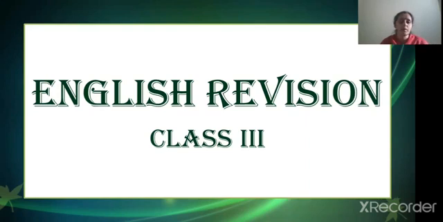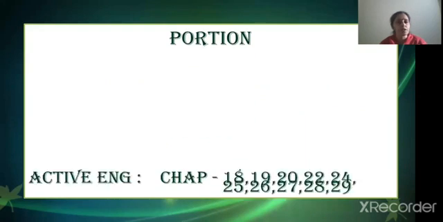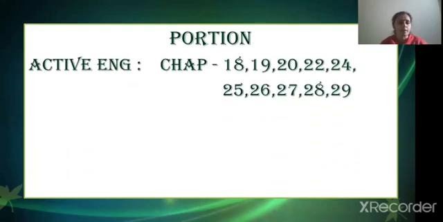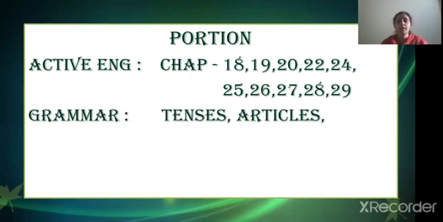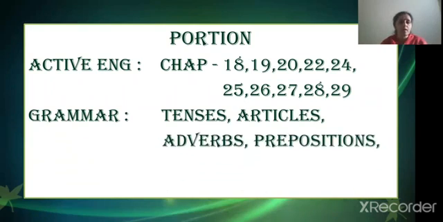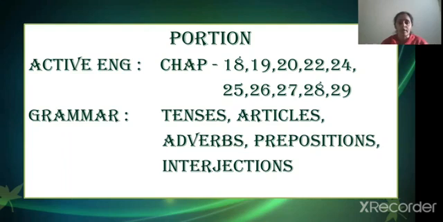And today we are going to start with the revision of grammar and active English. The portion for active English is chapter 18, 19, 20, 22, 24, 25, 26, 27, 28, and 29. And the portion for grammar is tenses, articles, adverbs, prepositions, and interjections. Okay, so this is the portion for your active English and grammar. Now let's start with the revision.